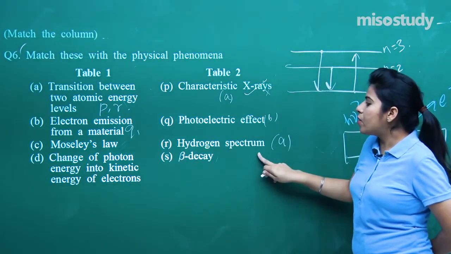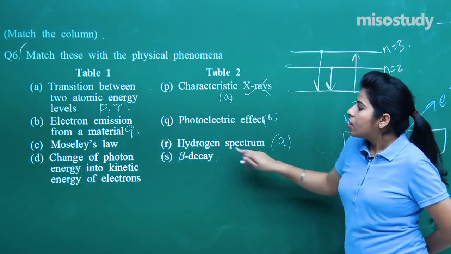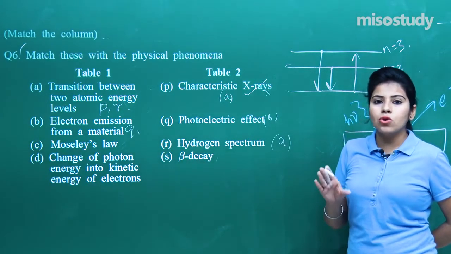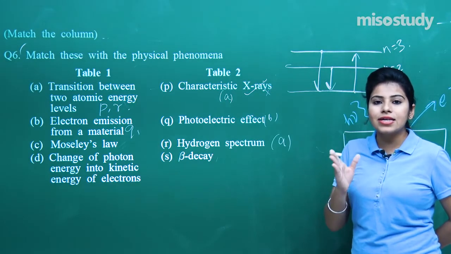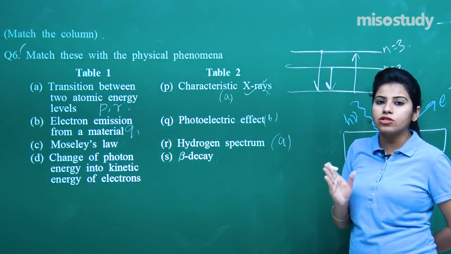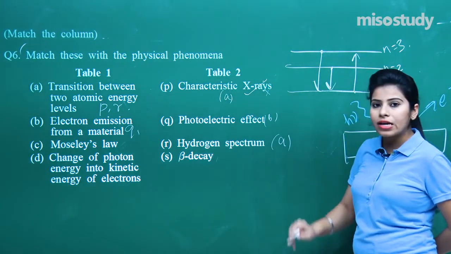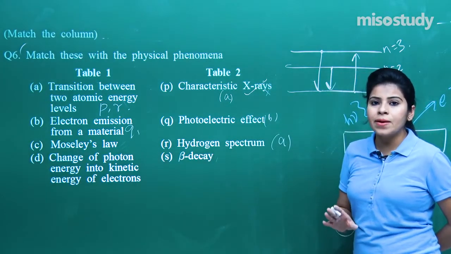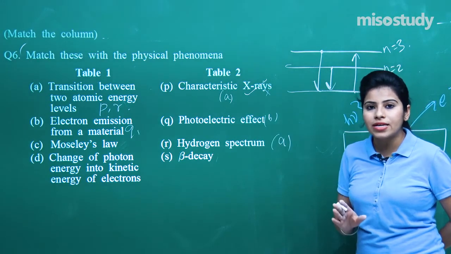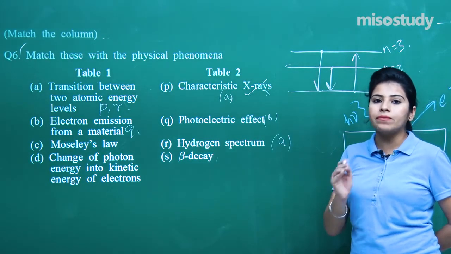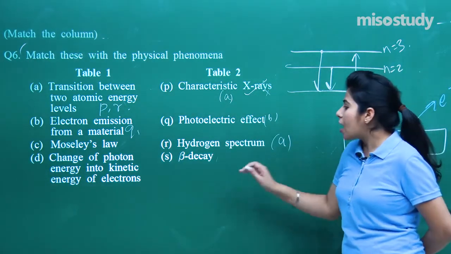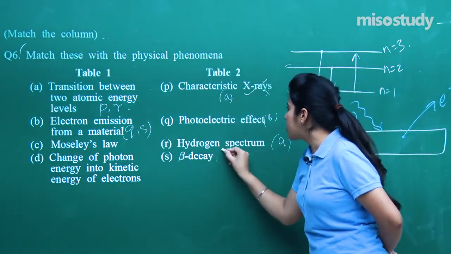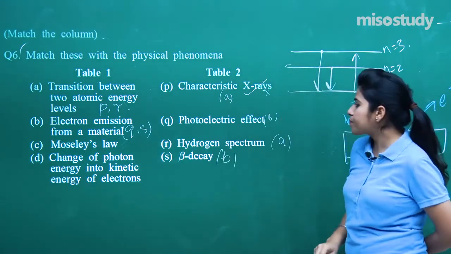Let us just confirm for the hydrogen spectrum. Electron is being emitted from a material? No, electron is not being emitted. It is just taking transition in the case of hydrogen spectrum. That means this is not the correct answer. And the beta decay. Yes, definitely beta decay. In the case of beta decay, the electrons are going to be emitted out from the material. So that means this is the correct answer. So we can write over here as Q and S, and here I will be adding B.